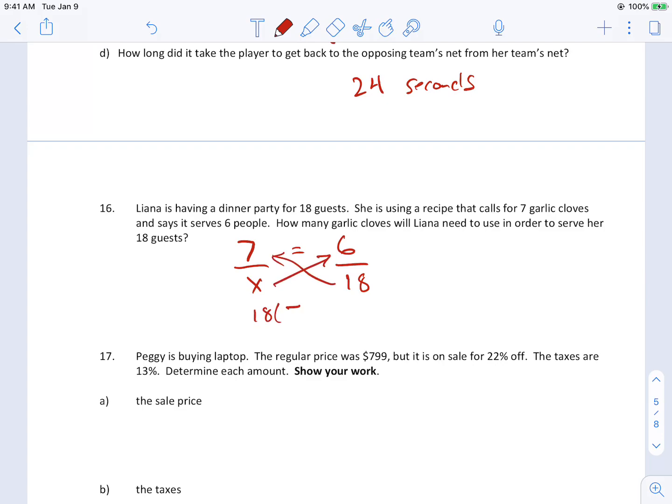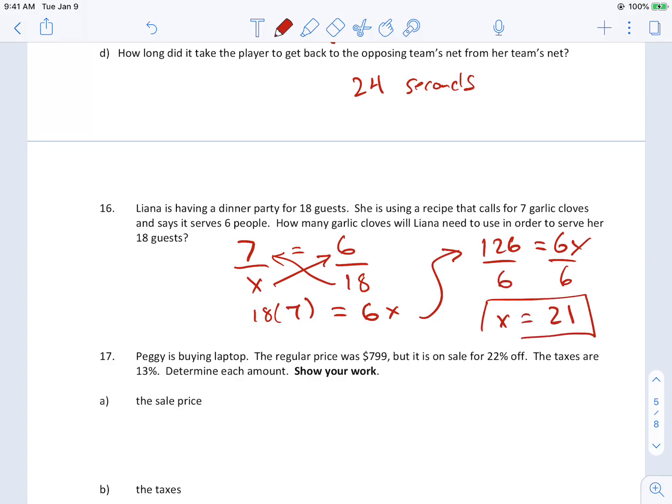So we have 18 times 7 equals 6x. So really nice and easy. Always remember, you can use cross multiplication whenever you have a fraction sandwich, just like we did here. So to make this a little easier, let's take that 18 times 7, do it on our calculator. 126 equals 6x. So you can just go ahead and divide both sides by 6, and you're going to get x equals 21, which means we need 21 cloves.